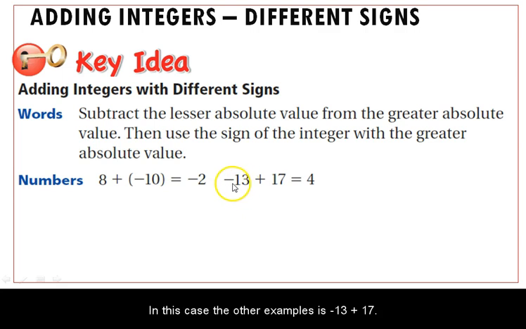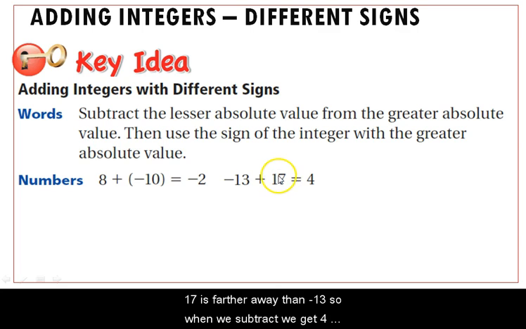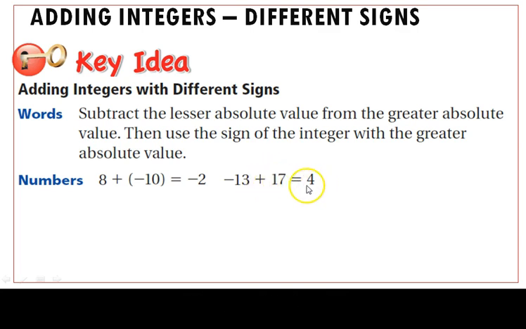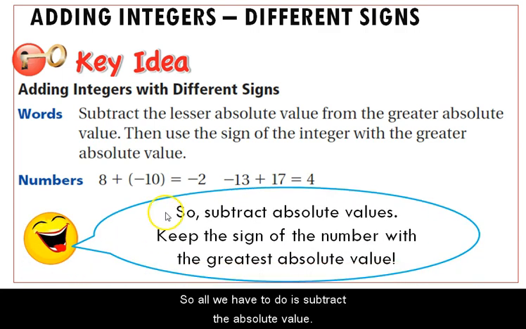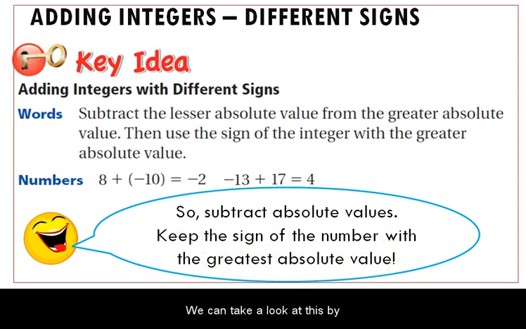In this case, the negative 10 is negative, so we use that. The other example says negative 13 plus 17. 17 is farther away than negative 13, so when we subtract, we get 4, and then again, use the sign for the number that's greater. So, all we have to do is subtract the absolute values, and keep the sign of the number with the greatest absolute value. We can take a look at this by changing the example to maybe a word problem.